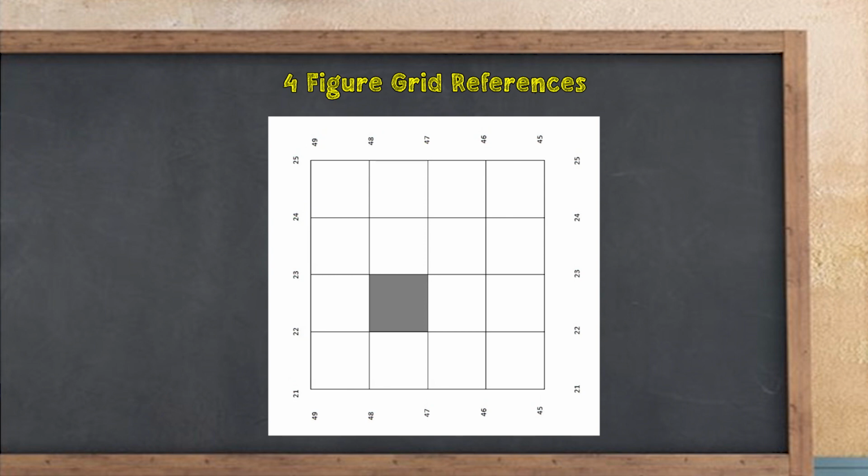This is done by stating the number of the easting which runs along the left side of the square. In this case, it's 22. Followed by the number of the northing which runs along the bottom of it. In this case, 47. Therefore, 2247 is the 4-figure grid reference for this entire grid square, or anything inside of it.